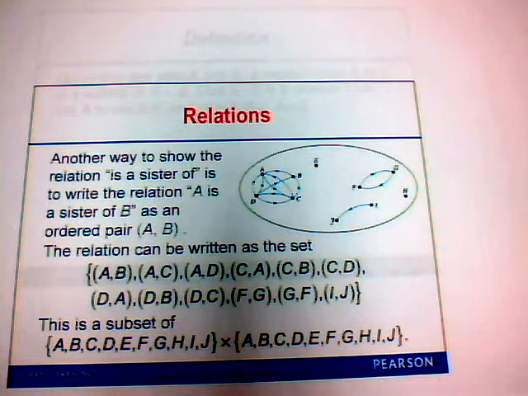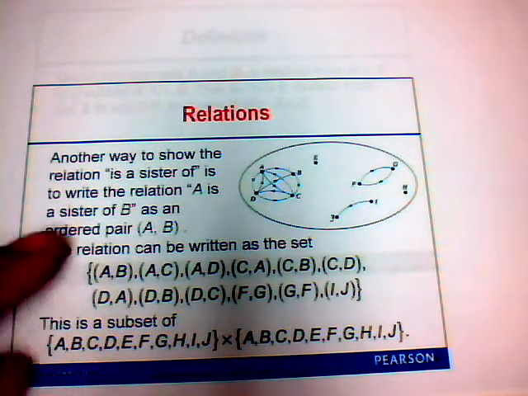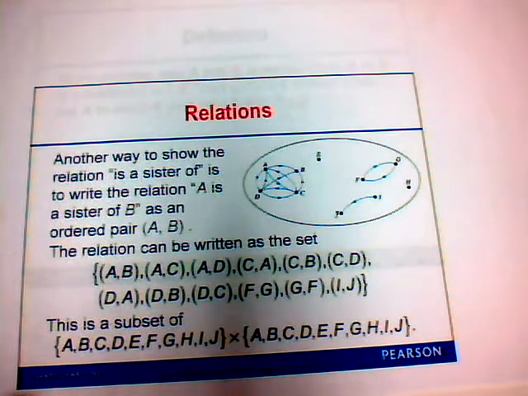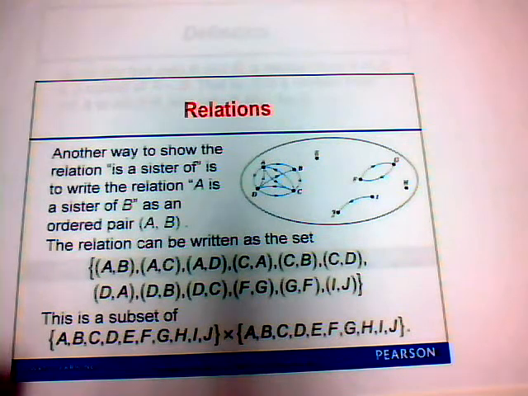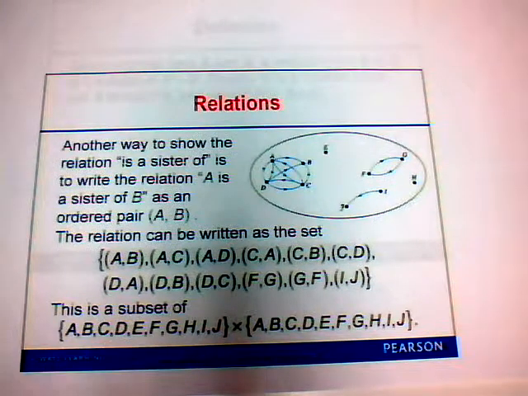Another way to show the relation "is a sister of" is to write the relation A is the sister of B as an ordered pair, A comma B. So the relation can be written as the set, which is this right here: A comma B, A comma C, A comma D, C comma A, C comma B, C comma D, D comma A, D comma B, D comma C, F comma G, G comma F, and I comma J. And that is a subset of this right here. And if you recall, we did talk about cross products.